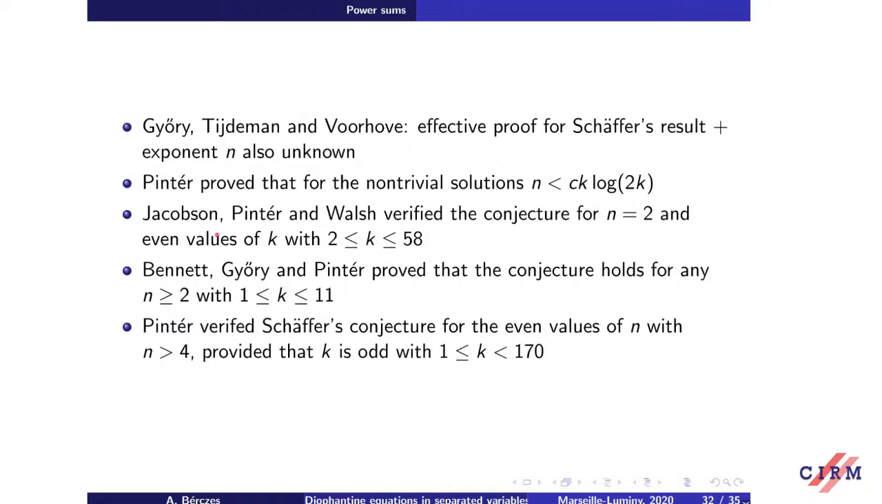Then Pintér proved that for non-trivial solutions, we have this bound. The conjecture was verified by Jacobson, Pintér, and Walsh for some bounded values of k and n equals 2. Bennett, Győry, and Pintér extended the result to 1 ≤ k ≤ 11 and arbitrary n ≥ 2. This was again an important breakthrough. And Pintér verified the conjecture for n larger than 4 and 1 ≤ k < 170.